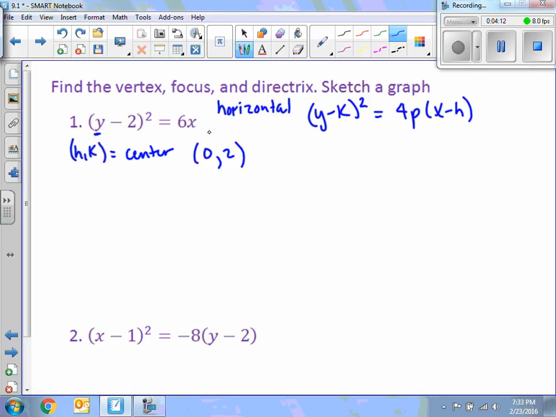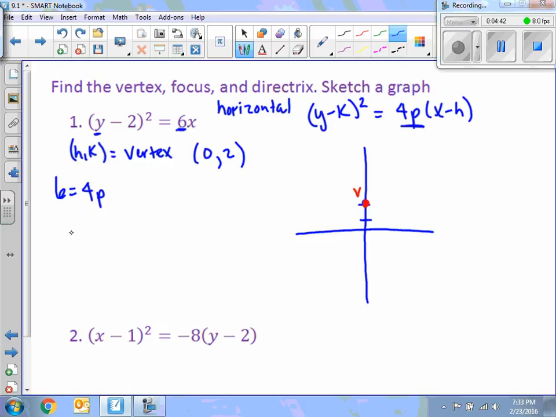Well, not center. I chose the wrong word there. A vertex, sorry about that. A vertex of (0, 2). And we know that we're going to be opening up sideways. So there, let me choose a different color, is our vertex.